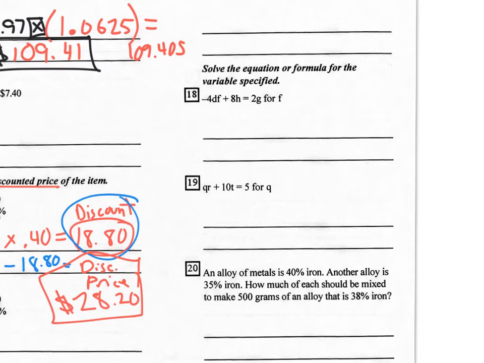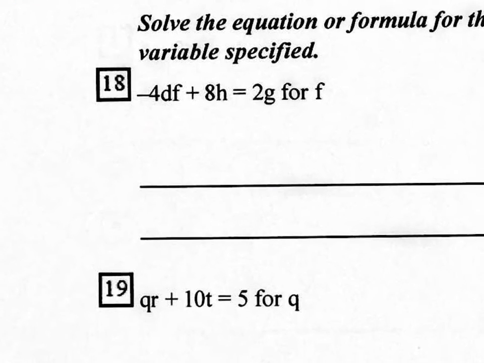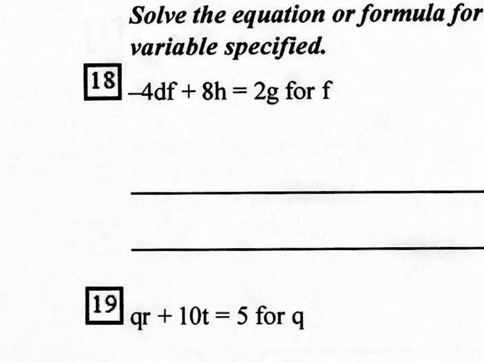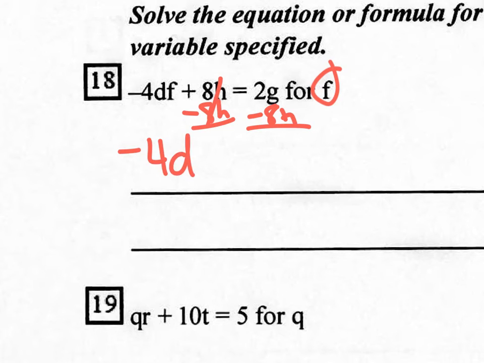Let's jump to solving an equation for a specific variable. So like on number 18, it says solve for f. So you want to get f by itself, ladies and gentlemen. So you have this giant formula or whatever this is, equation. You want to get f by itself. The easiest thing to do is to subtract 8h. That'll cancel out. Subtract 8h. Now, of course, you can't do 2g take away 8h. So let's just rewrite it. You're going to have a negative 4df equals 2g minus 8h.